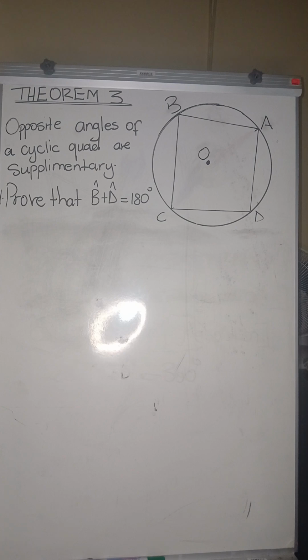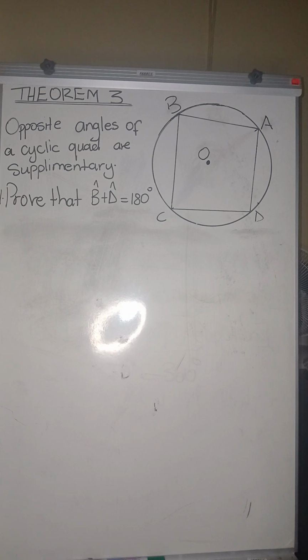So let's get to the business. Today we're in theorem 3. As you can see, I wrote there what theorem 3 states. It states that the opposite angles of a cyclic quad are supplementary. We have to prove that statement. So we are required to prove that B plus D is equal to 180 degrees.